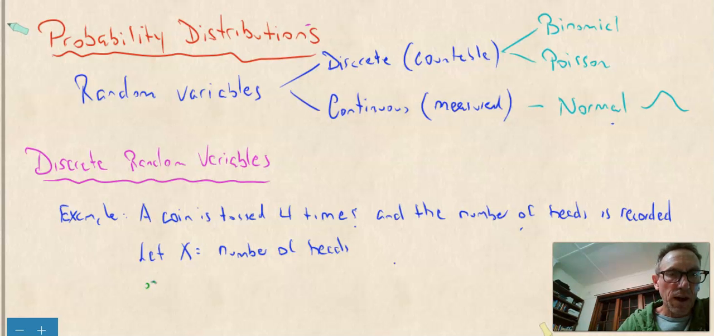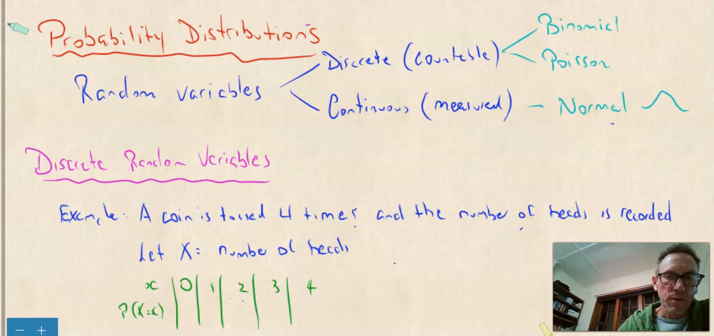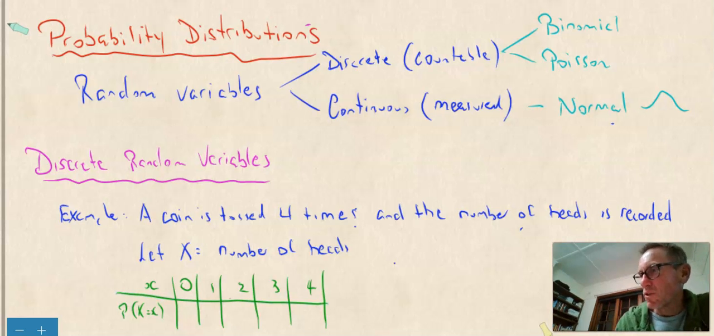Our values are going to be small x. So big X represents the set, small x the individual values. So the number of heads that we can achieve in 4 tosses of a coin: we can have 0, 1, 2, 3, 4, and we are interested in the probability that our random variable is equal to that particular value of x. And this collection of probabilities forms our probability distribution.